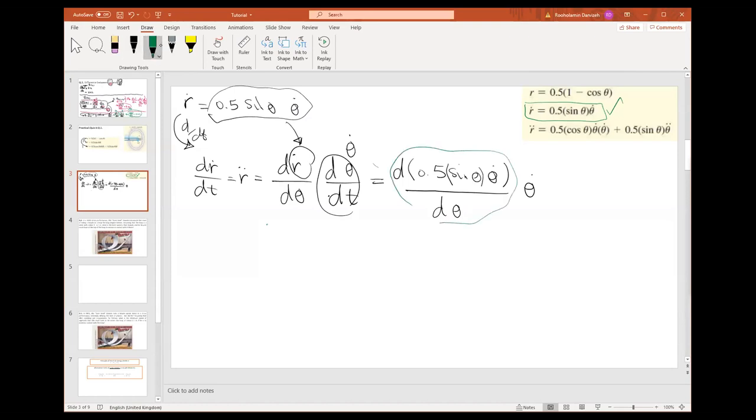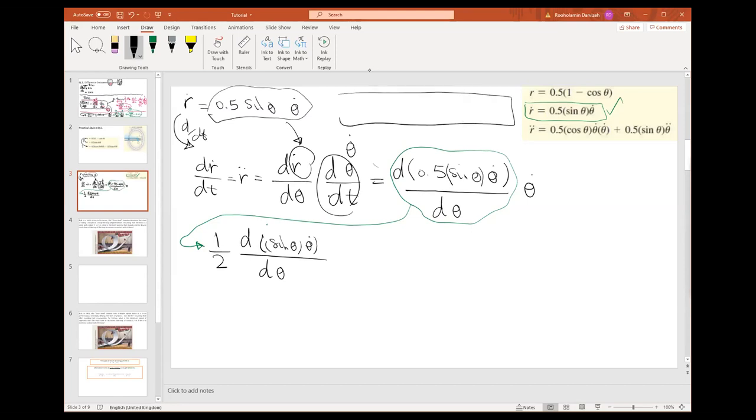Now I want to see what this derivative is. The constant I can take out. This half is constant, 1 over 2. Then I have d of sine theta, theta dot, the multiplication of two functions. And we know from calculus, the derivative of fg, the multiplication of two functions, with respect to some variable, for example theta, is equal to df, the derivative of the first one multiplied by the second one, plus the derivative of the second one multiplied by the first. This we know from calculus. I just apply this one.